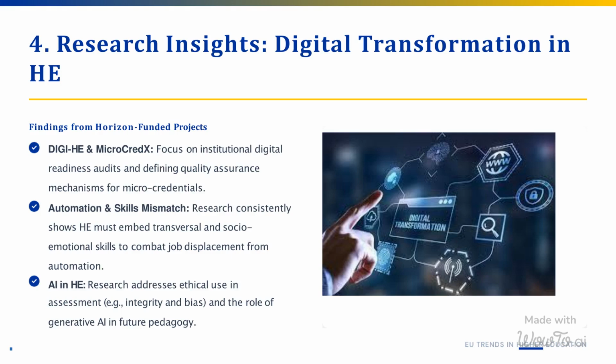Another key finding from Horizon-funded research relates to automation and the resulting skills mismatch. Studies consistently show that higher education must embed transversal skills, such as communication, problem-solving, and adaptability, as well as socio-emotional skills, to help graduates remain competitive and resilient in a labor market increasingly affected by automation.